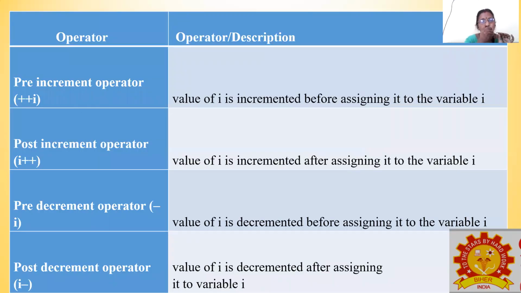Operator and description. First we see the pre-increment operator, ++i: the value of i is incremented before assigning to the variable. Post-increment operator, i++: the value of i is incremented after assigning it to the variable. Pre-decrement operator: the value of i is decremented first before assigning. Post-decrement operator: the value of i is decremented after assigning to the variable.